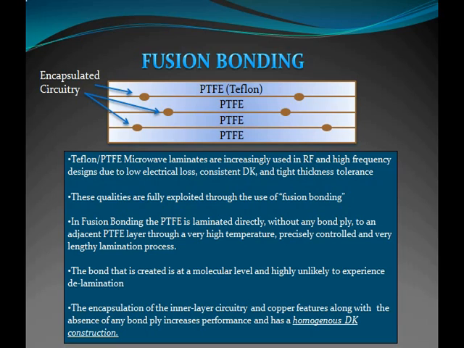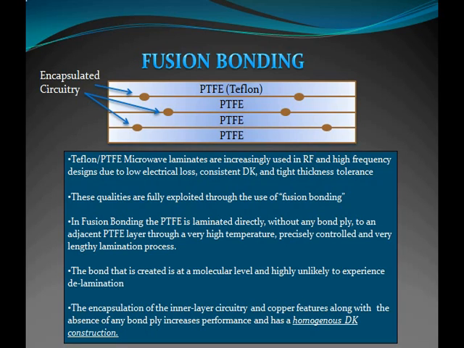When subjected to pressure and extreme heat over a very lengthy and tightly controlled lamination cycle, the material begins to flow and bonds to itself at a molecular level. The encapsulation of inner layer circuitry and copper features, along with the absence of bond ply, maximizes the performance and has a homogeneous decay.